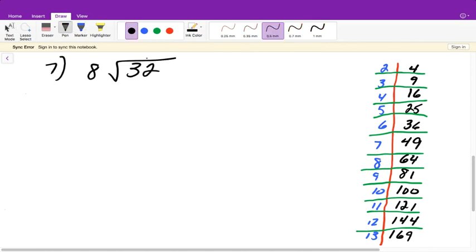All right, now we have 8 times the square root of 32. Well, I know 4 goes into 32, and I know 16 goes into 32. So then which one do I use? I use my larger one. So it becomes 8 times the square root of 16, and 16 goes into 32 twice.